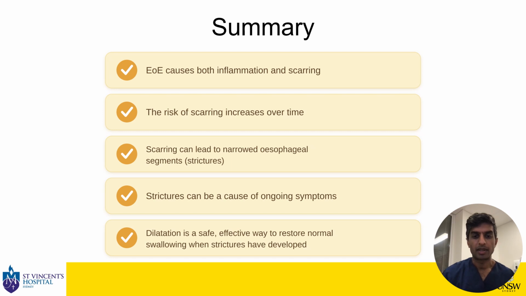So to sum up, the main points I'd like you to take home from today are that eosinophilic esophagitis can cause symptoms in patients both from inflammation and scarring. The risk of scarring in any individual patient does increase over time, particularly the time where there has been untreated disease, but is not inevitable. Scarring tends to lead to narrowing of the esophagus, and these are called strictures. And these strictures, I believe, are a major cause of symptoms in EoE. And dilatation is a safe, highly effective way to restore normal swallowing capability when strictures have developed.